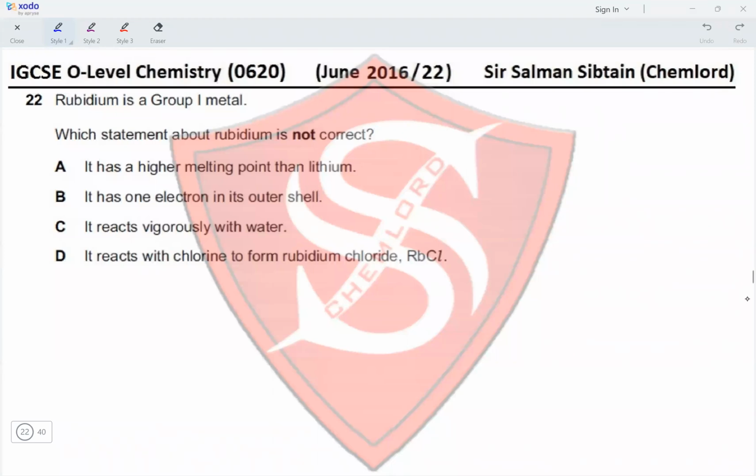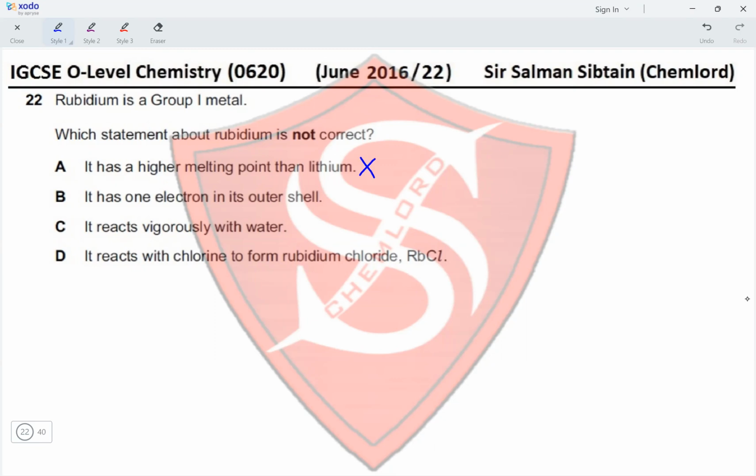Question 22. Rubidium is a group 1 metal. Which statement about rubidium is not correct? It has a higher melting point than lithium. No, lithium is found at the top of group 1 while rubidium is found at the bottom. And they are talking about melting point. Yes, according to the trend, melting point decreases down the group. So it has a lower melting point than lithium. So statement 1 becomes incorrect.